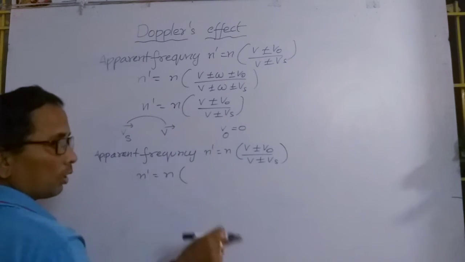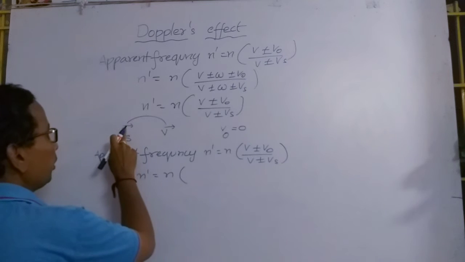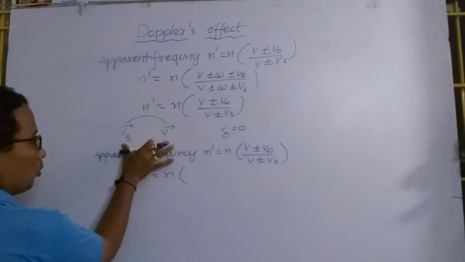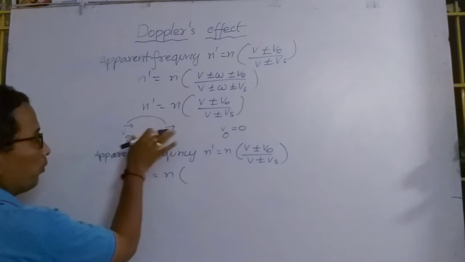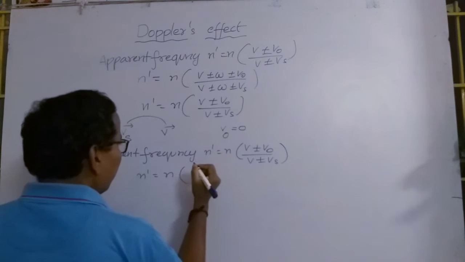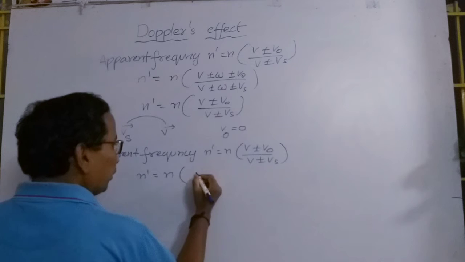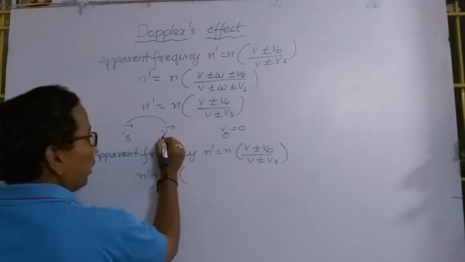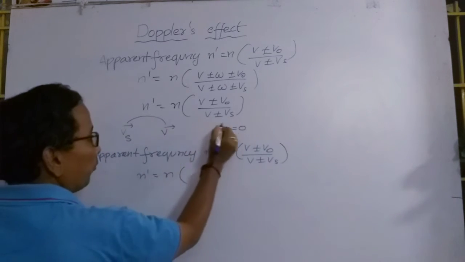Both arrow marks are in the same direction. That means both are moving in the same direction. If both are in the same direction, take minus. You can write it here like this. And the observer is at rest, but here the velocity of sound is from left to right.